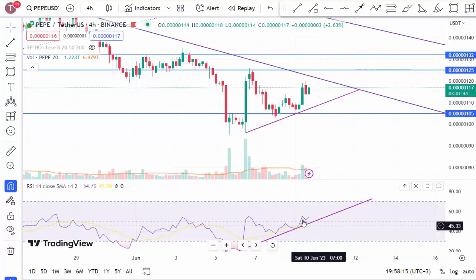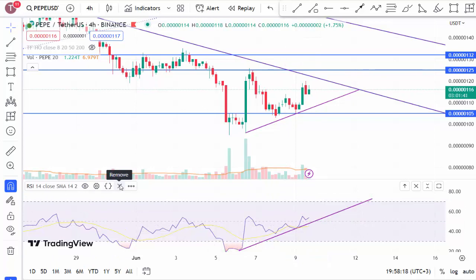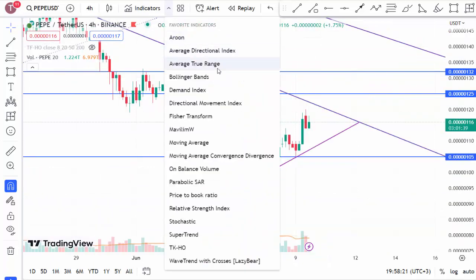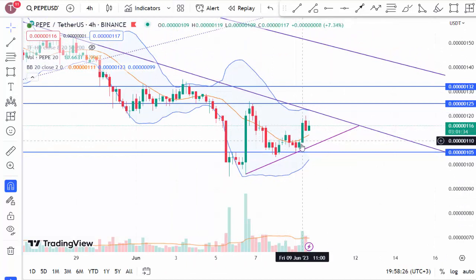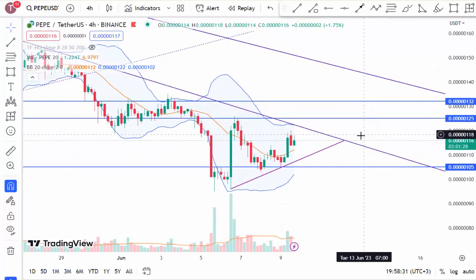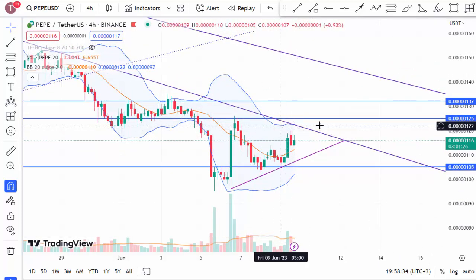Additionally, after closing the indicator, we will look at our Bollinger Bands. Currently, we see that the middle part of the Bollinger Band has been broken, and this is a positive sign. After this point, my friends, the first target, of course, is the upper band of the Bollinger Bands, and we expect the price movements to reach the upper band.